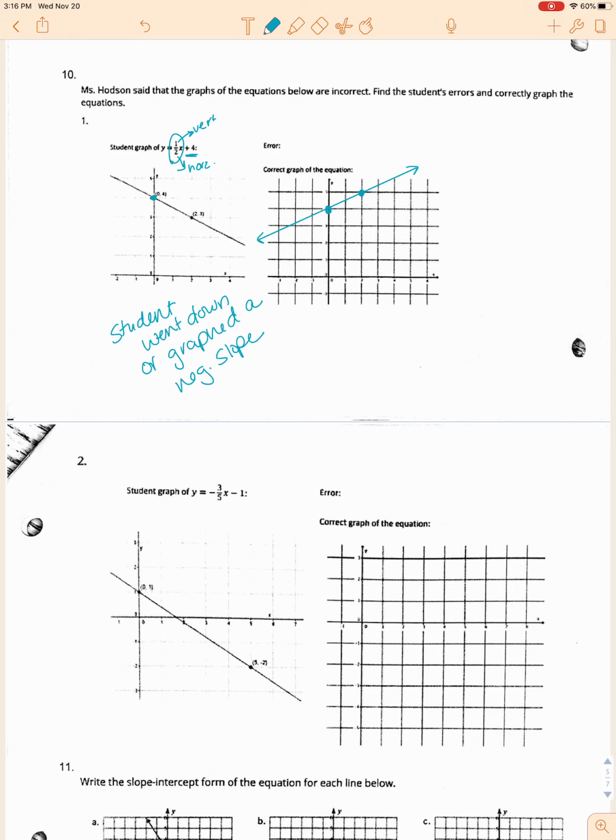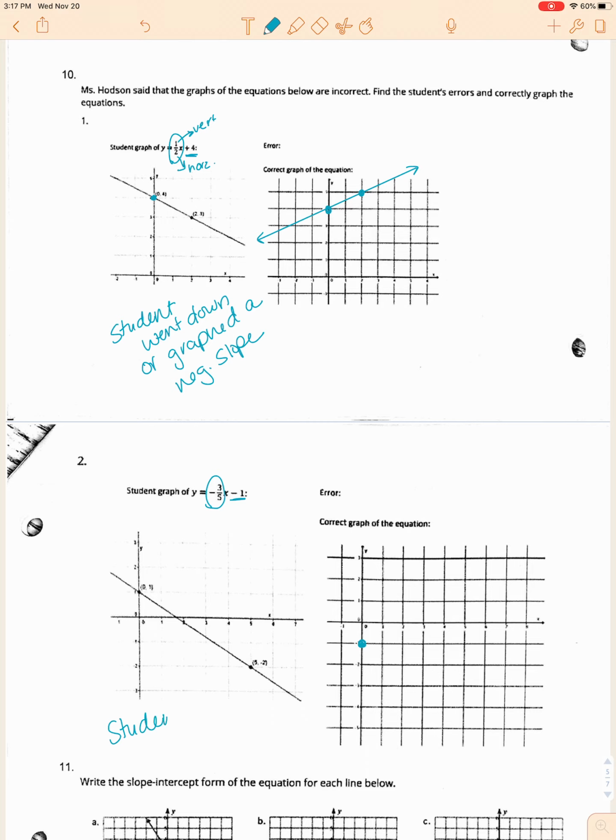On number 2, the student graphed y equals negative 3/5 x minus 1. My slope is negative 3/5, which if I look at the graph, it goes down 1, 2, 3, and over 5. 1, 2, 3, 4, 5. So that's right. And then my y-intercept is negative 1. Well, in this case, the student went to positive 1. So I want to start at negative 1.